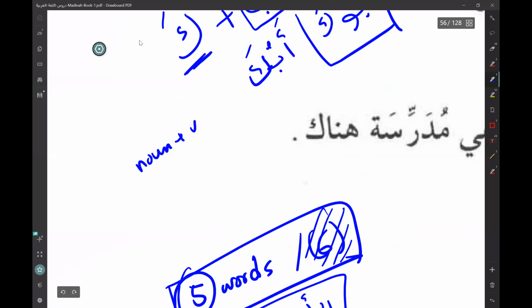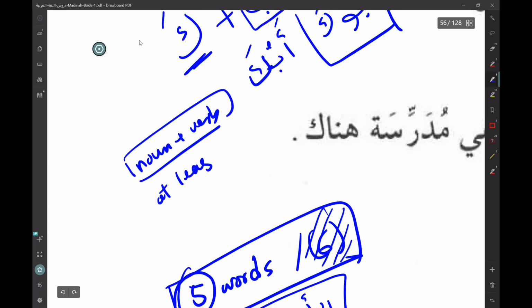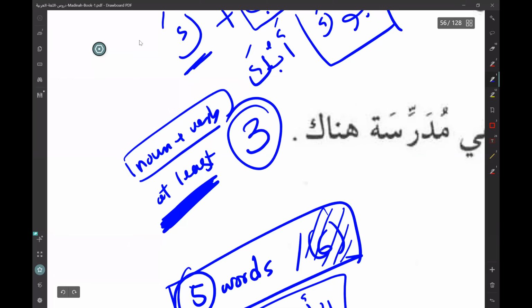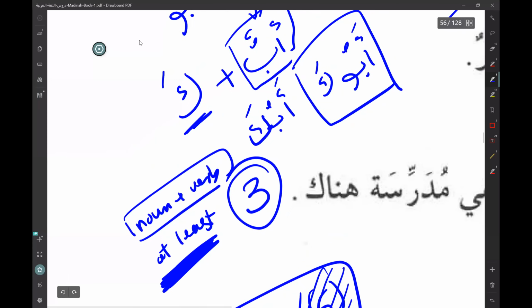Nouns plus verbs must have at least how many letters? At least 3 letters. Nouns and verbs cannot be less than 3 letters, ever. Okay, so now you're probably scratching your head.